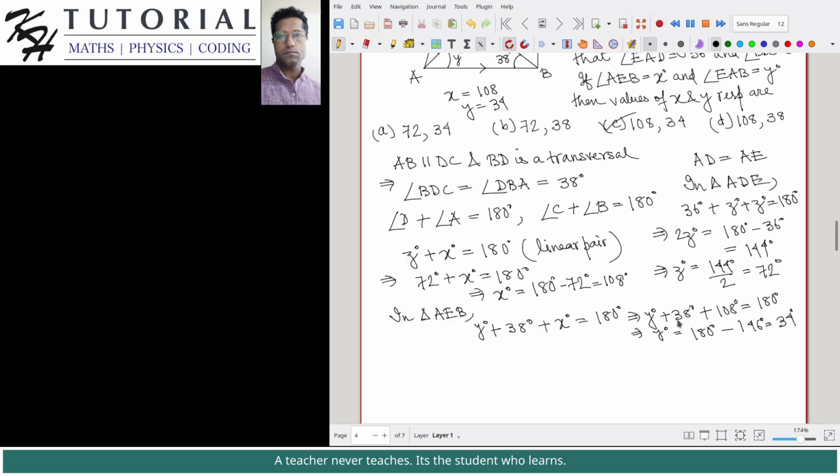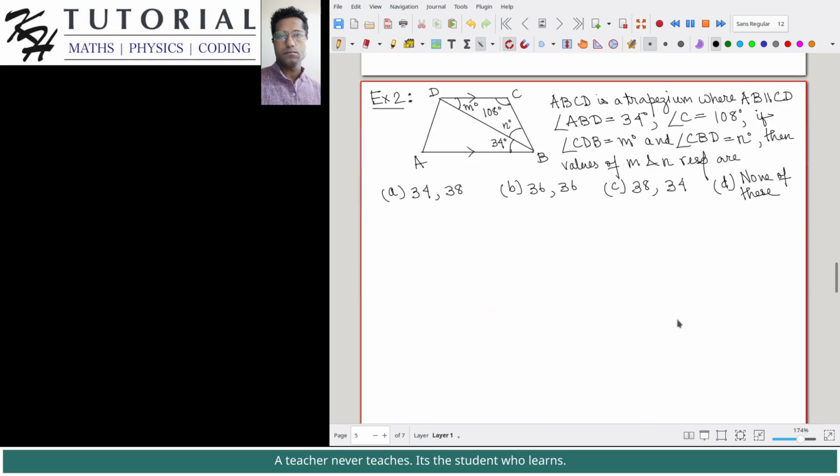Okay, let's see the next problem. ABCD is a trapezium where AB is parallel to DC. Angle ABD is given to be 34 degree. Angle C is given to be 108 degree. If angle CDB is m degree and angle CBD is n degree, then the values of m and n respectively are. So we have to find the values of the angles m and n.